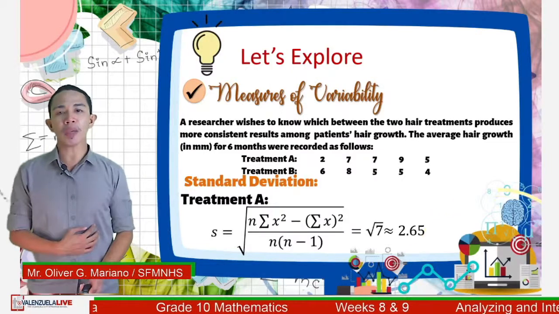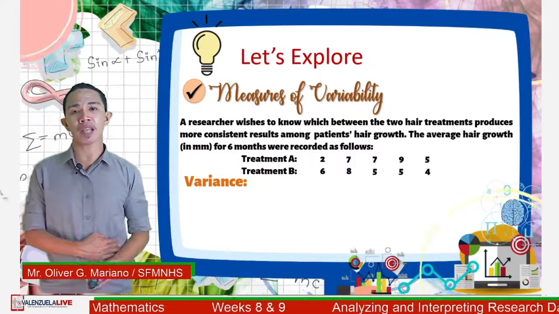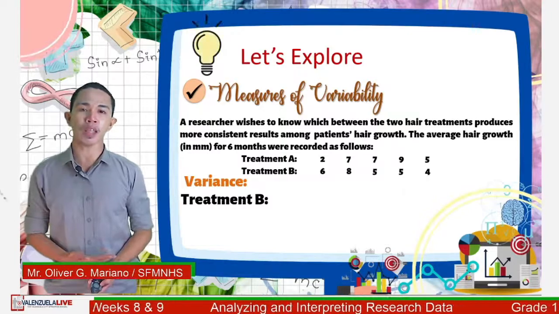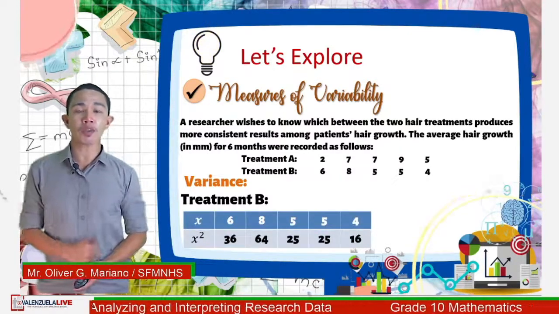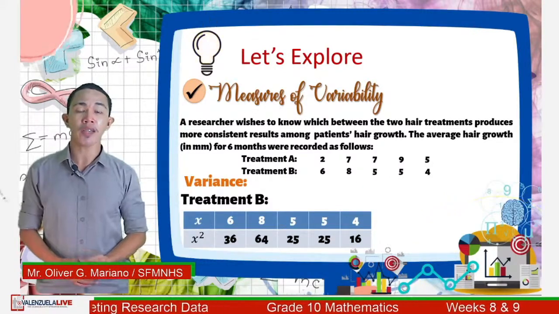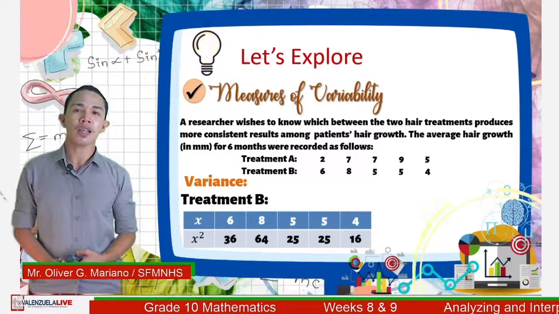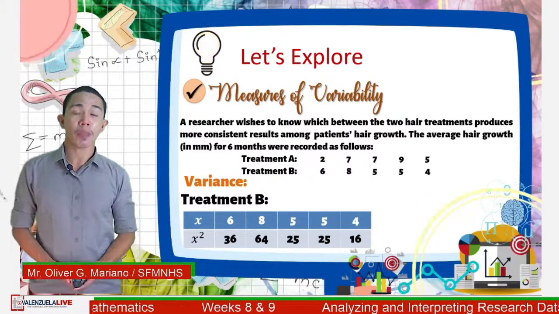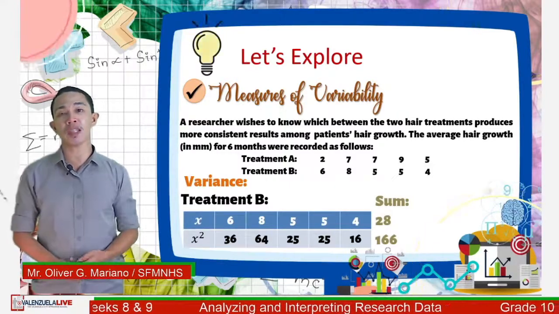Let us now compare that to the variance and standard deviation of the values given in treatment B. So for treatment B, we will be doing the same thing like what we did earlier for treatment A. So we come up with a table showing the x values and their corresponding squares. So we have 6, 8, 5, 5, and 4, whose squares are 36, 64, 25, 25, and 16 respectively. The sum of all x values is 28, while the sum of all the x squared values is 166.